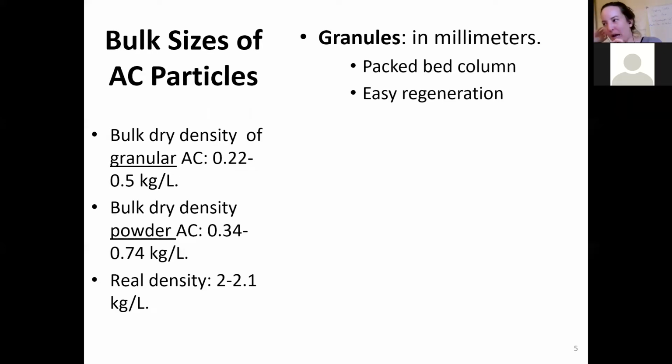The granules can be packed. Maybe I'll go a little faster and we'll try and hit the main points, if everyone agrees, since apparently the sound is not very fun to listen to today.